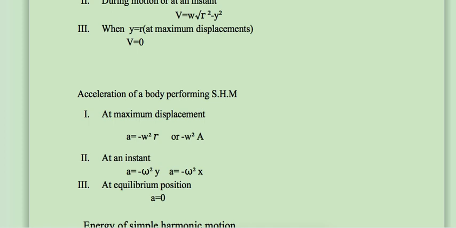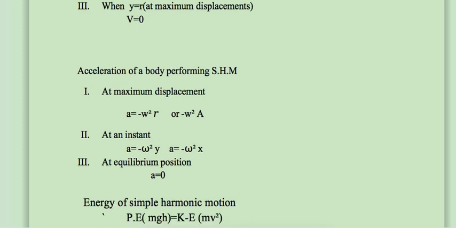When the acceleration is at a certain instance, it will not be maximum. So you can say that value is at Y or X, instead of me using R or A. And when it is at equilibrium position, A is always equal to 0. That is when it is at A or B, or when it is at O, then A is equal to 0.